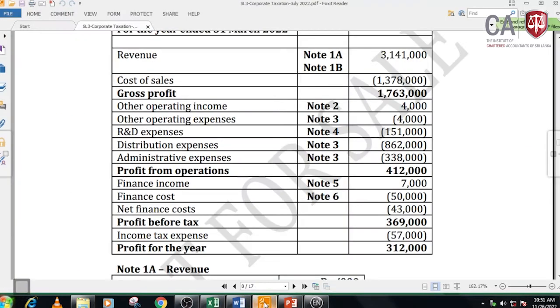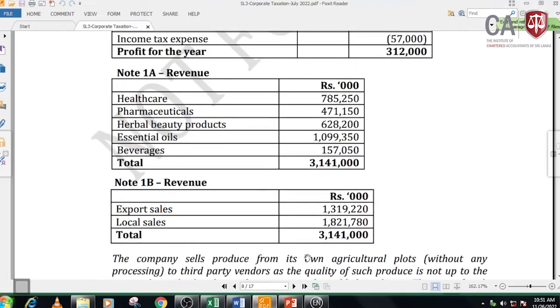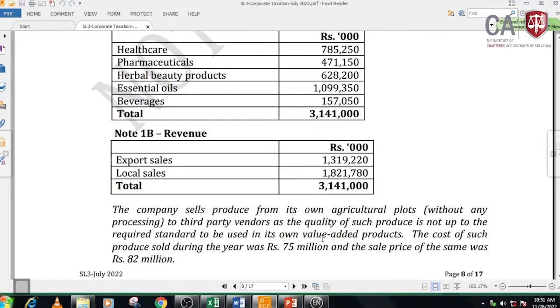In the question very clearly the examiner provided the breakup. But when it comes to revenue, now local sales, in local sales that exempted sale is also included. What's the value of the exempted sale? This is 82 million. Then you have to remove it first.